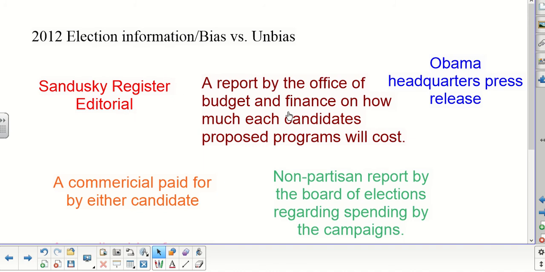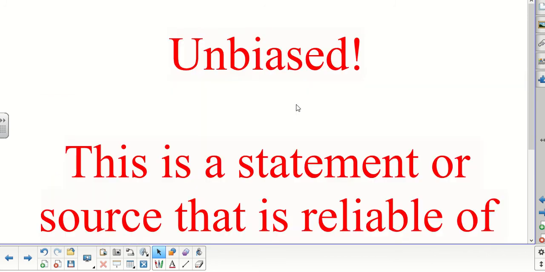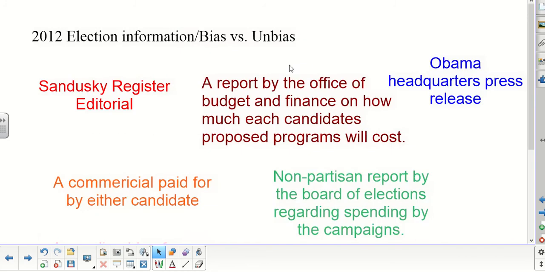Now, if somebody says, okay, these two people are running for president. Here's a report by the Office of Budget and Finance on how much each candidate's proposed programs will cost. Well, ladies and gentlemen, that's just unbiased. They're saying, hey, this person has this plan, and we estimate it to cost $4 billion. And this other person has this plan, and we estimate it to cost $3 billion. That's it.